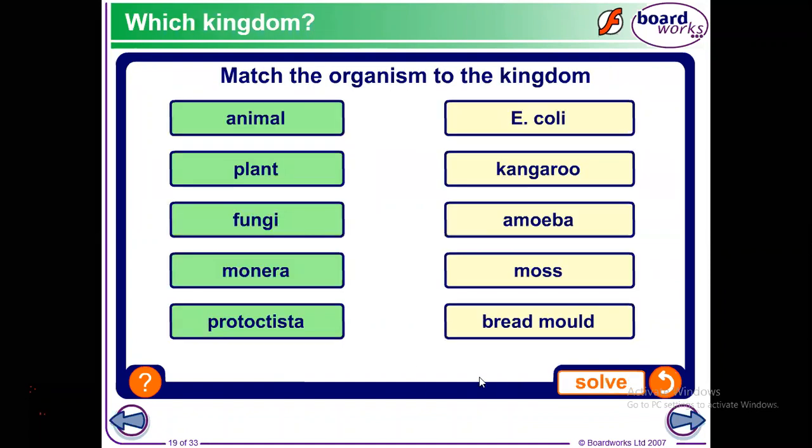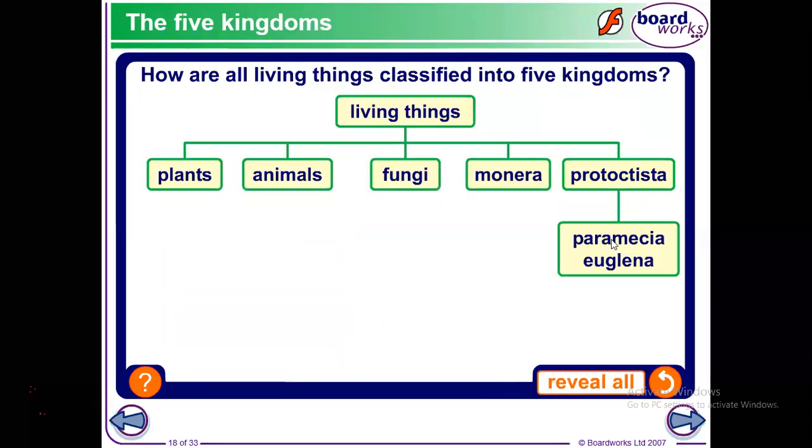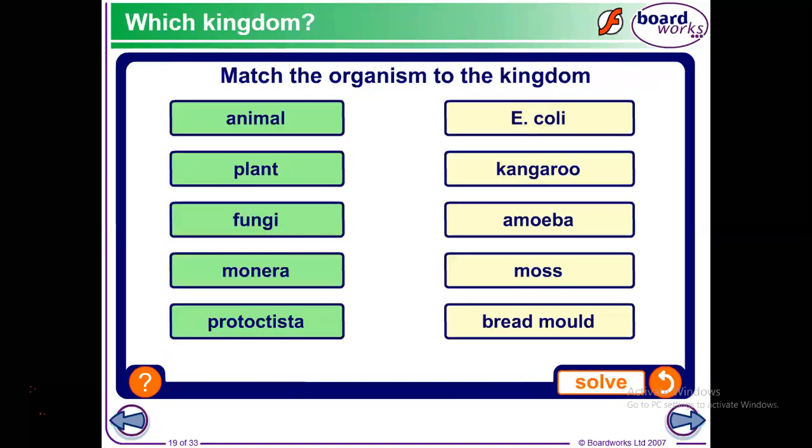Let me go back. Sorry. So I will show another photo of paramecium, guys, for you to see.